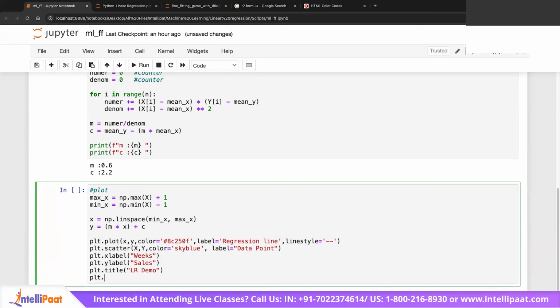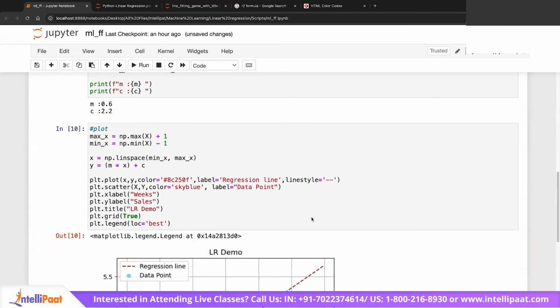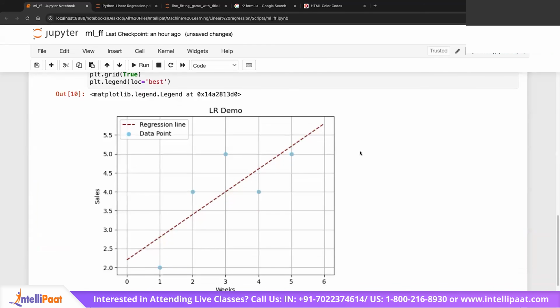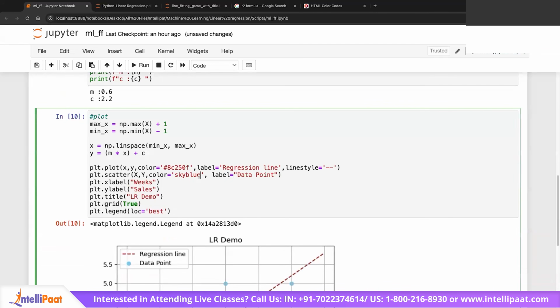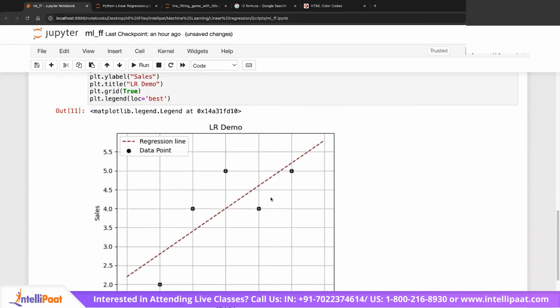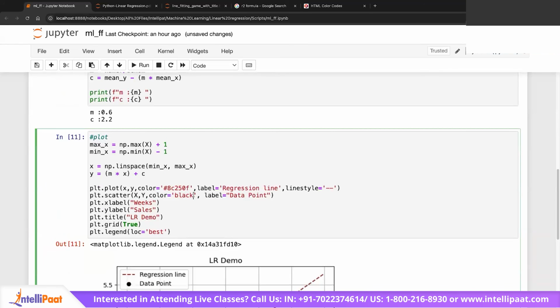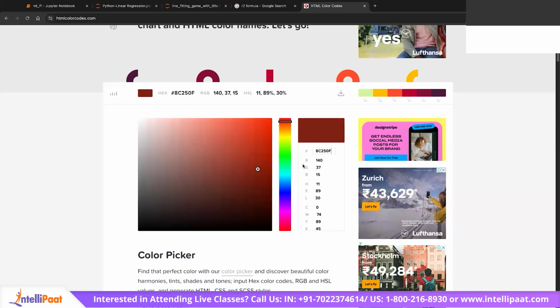And then we are going to do plot dot grid. Let's make it true because we want it to look good. And we will say plot dot legend, and the location will be equal to best. Upper left, upper right, depends on how you do it, right? Okay. Let's not make it sky blue. Let's make it black. Okay, not even black. It's not looking good.